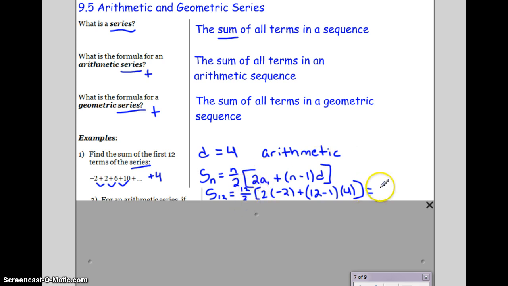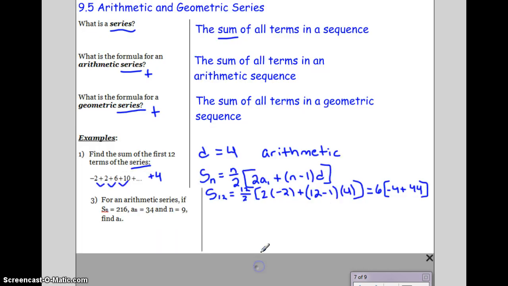So 12 divided by 2 is 6. And then inside my bracket, I've got 2 times -2, which is -4. And then plus, 12 minus 1 is 11, and then 11 times 4, so that's 44. I always simplify the brackets first. I have to move down a little bit more space.